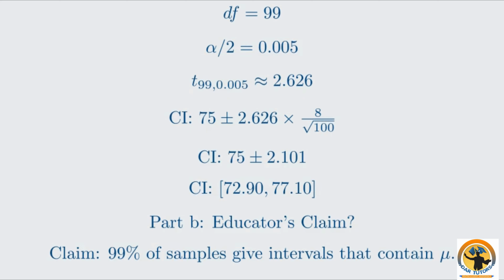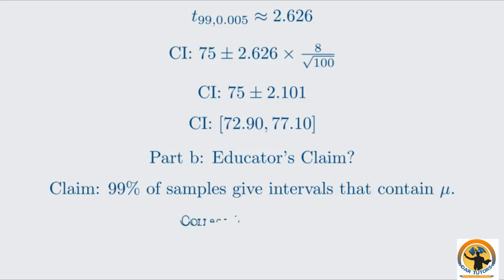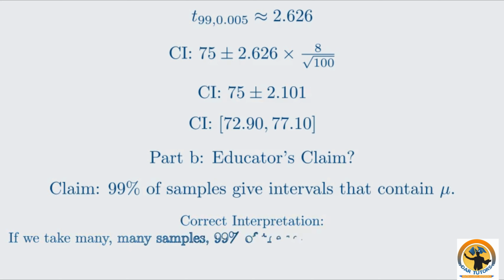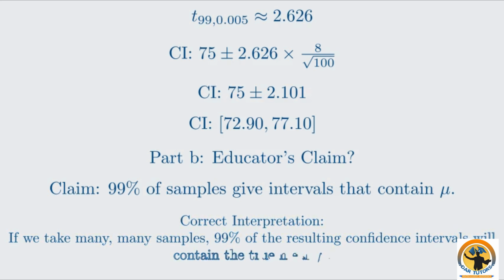The 99% confidence refers to the reliability of the procedure, not the probability that our single interval is correct. This distinction between the process and the result is a crucial conceptual point that IB often tests. Always remember that confidence is in the method, not the outcome of a single sample.